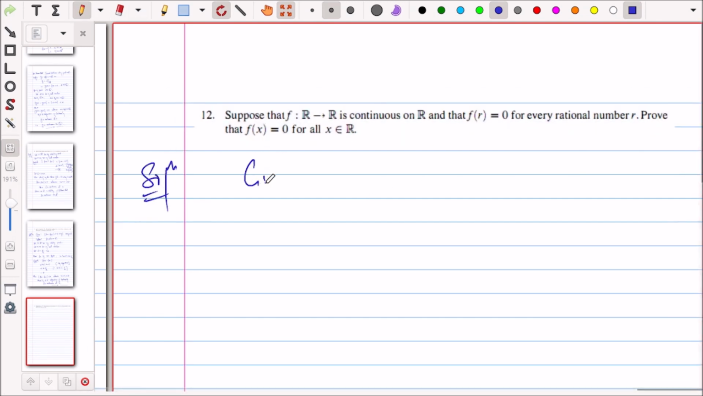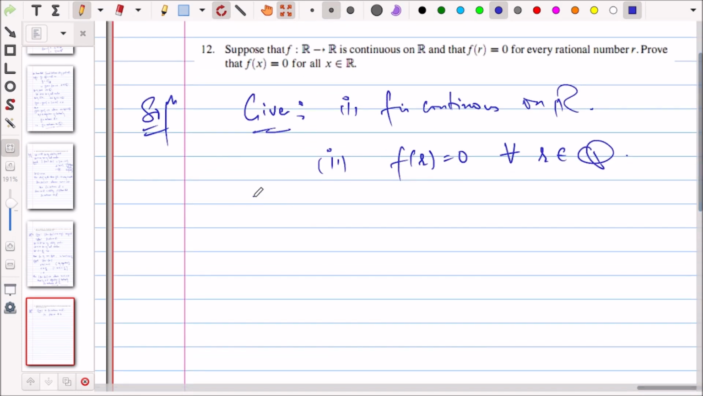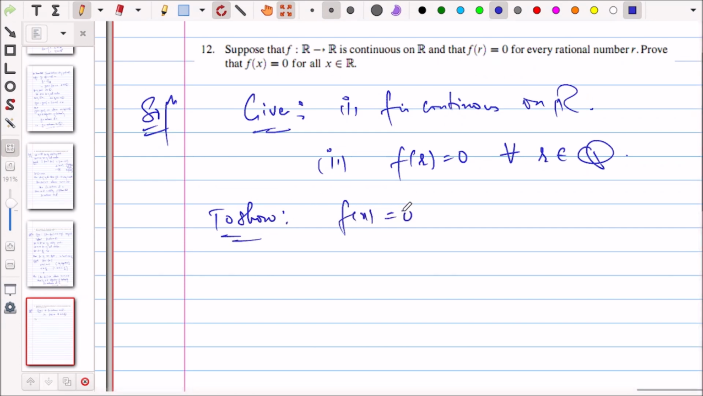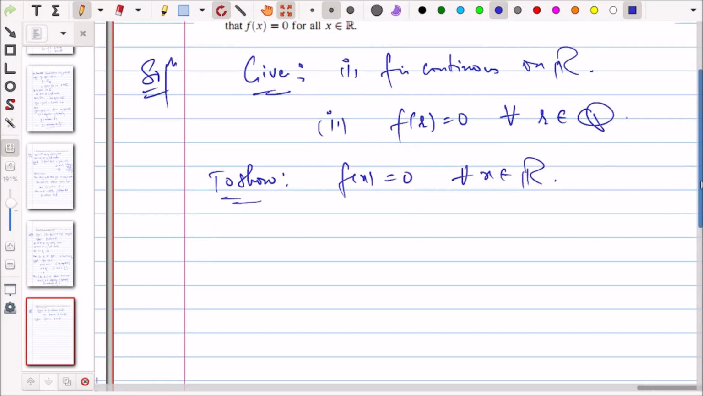So we are given that f is continuous on R, and second, we are given that f(r) is equal to 0 for all r belonging to Q, and we have to show f(x) is equal to 0 for all x belonging to R. This we have to show. So at rationals it is already 0, so we have to show that at irrationals also it is 0. So we will pick any irrational number.